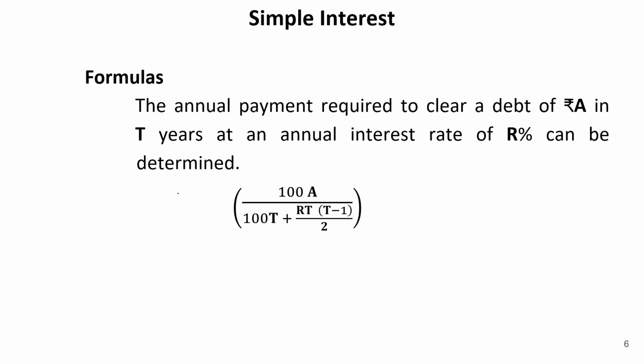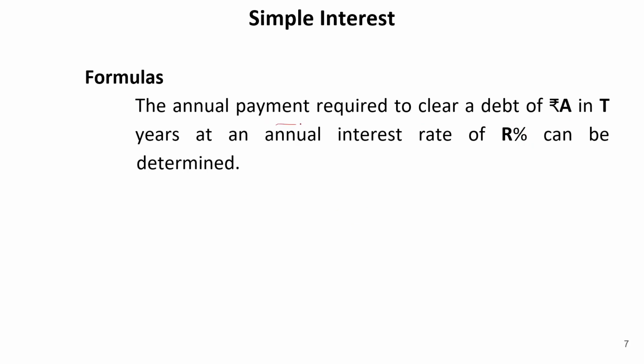The annual payment required to clear a debt of A rupees in T years at an annual interest rate of R% can be determined by this formula: 100A / (100T + R × T × (T − 1)/2).